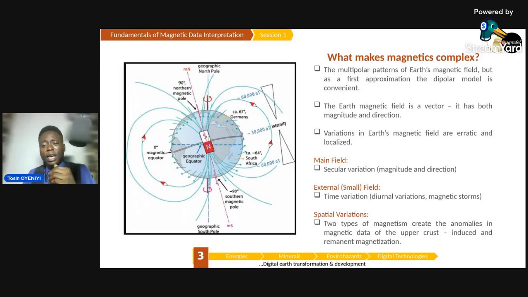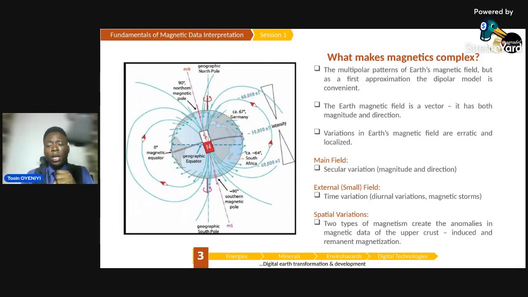So in the spatial variations of the Earth's magnetic field, as a result of the geology of the upper part of the crust, what makes the magnetic field complex is the magnetism that is measured as this spatial variation in the upper crust of the earth, which is of interest to us in the magnetic method of geophysical prospecting. There are two types of magnetism that create these anomalies in the magnetic data of the upper crust. There is the induced magnetization and the remanent magnetization. Even when it comes to remanent magnetization, there are different types. Time will not permit going into the details of that.